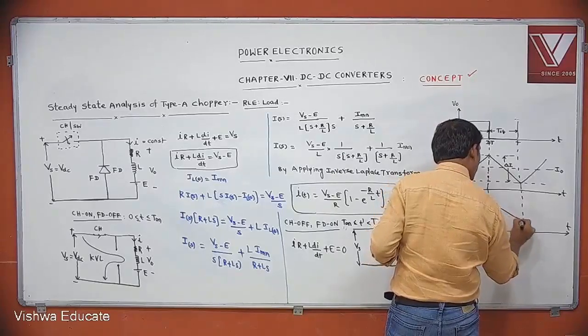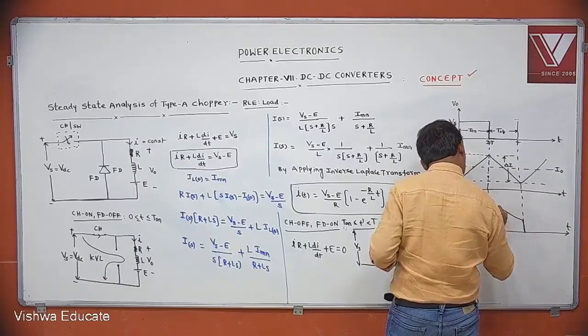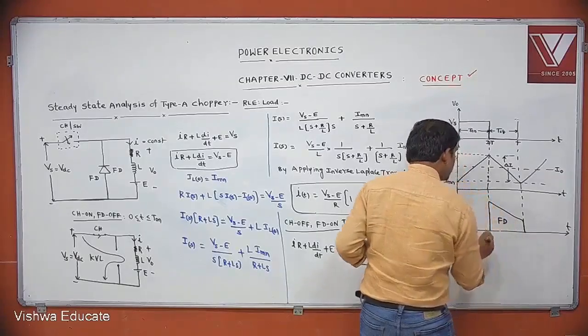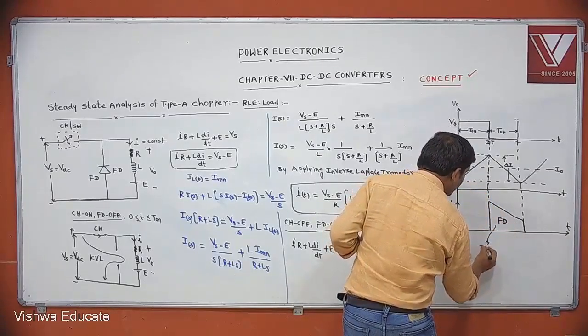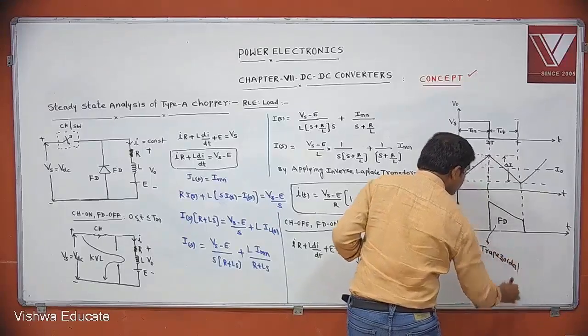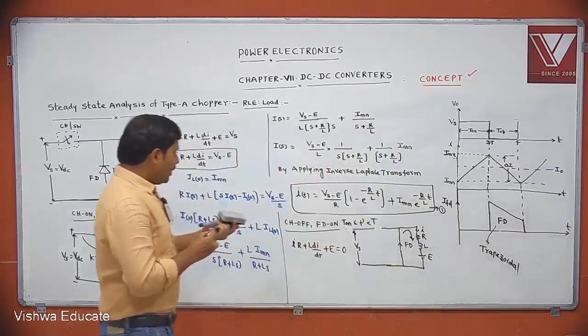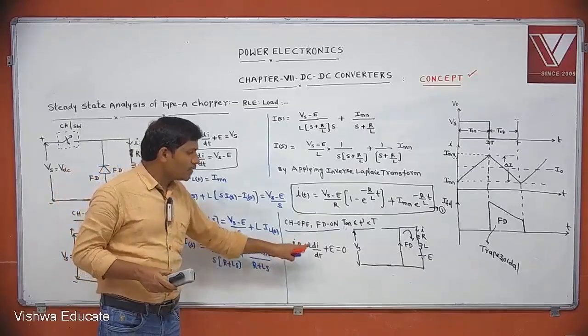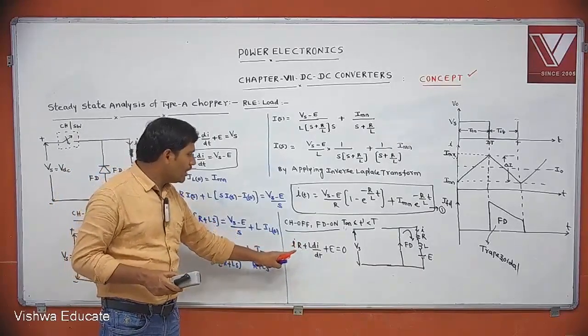If the freewheeling diode is conducting, then we get the wave shape like this. This is the freewheeling diode waveform. What is the shape of the freewheeling diode waveform? It is a trapezoidal waveform. Now again apply Laplace transform and inverse Laplace transform, and we can get one equation. That is one method, but there is no need of that.